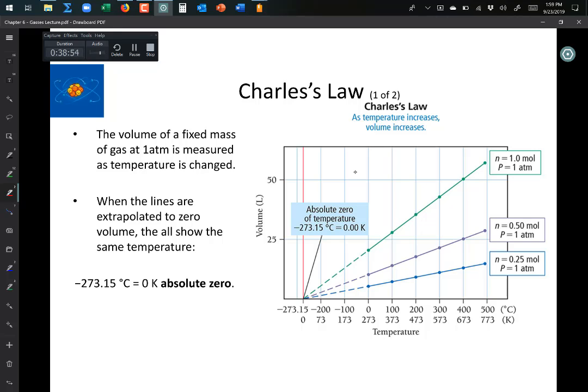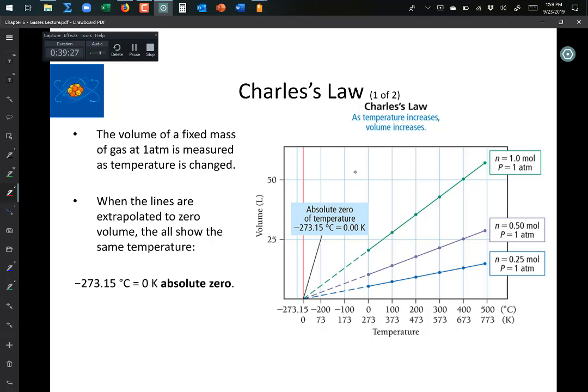Now think about that. If you had a gas and you cooled it, and you cooled it, and you cooled it, eventually it would turn into a liquid. You can't cool it anymore and still have it be a gas. But if you could cool it all the way down to this temperature, what this graph tells you is the volume of the gas would be zero. Is that even possible? Think about that. Can you actually have zero volume if you had matter to start with? No.